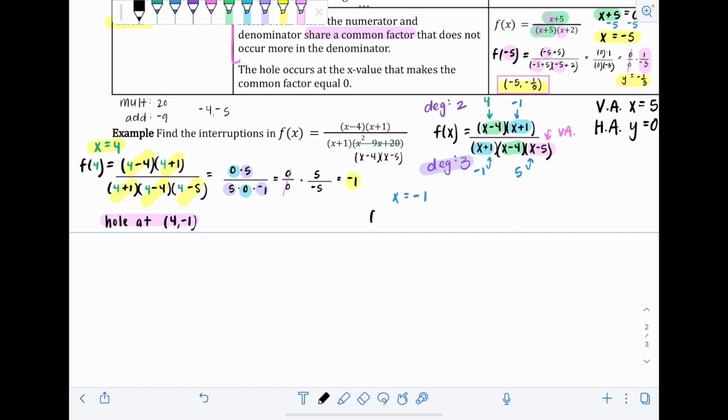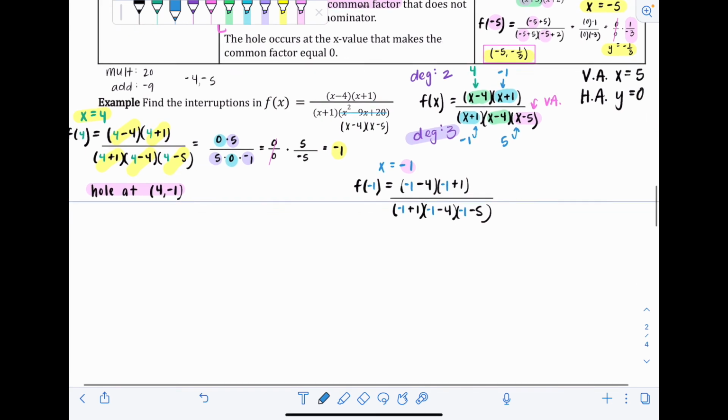So that means that we would find f of negative 1. I'm just going to copy down the function first, and then I'll replace all the x's with negative 1s. So x minus 4 times x plus 1, and then over x plus 1 times x minus 4 times x minus 5, and then we'll take that negative 1 and put it in for all of the x's. So it'll go here, here, here, here, and here. So negative 1, negative 1, negative 1, negative 1, and negative 1, and then we'll simplify.